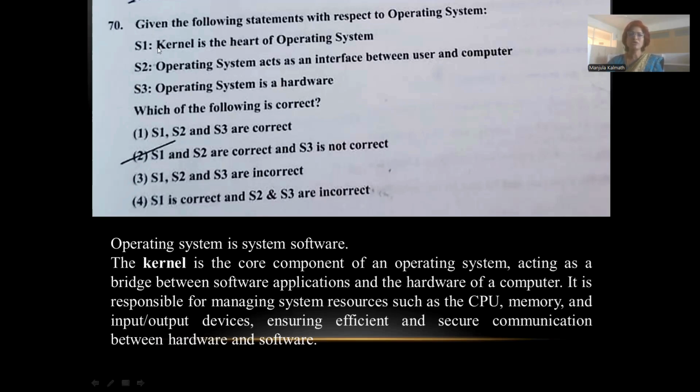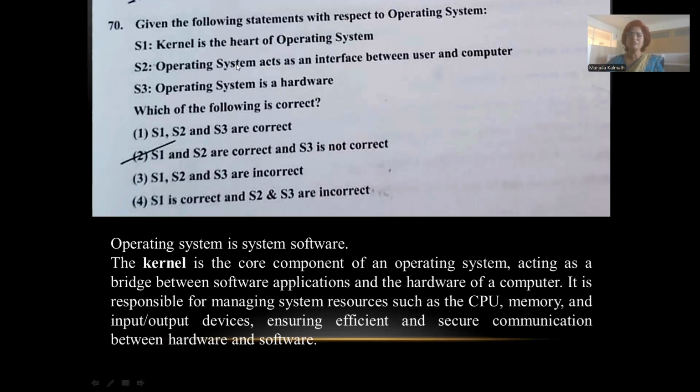And now we have to focus on S1 and S2. S1: kernel is the heart of the operating system. Kernel is one of the core parts of the system. Actually, kernel will give the services for the different components of the operating system, the hardware components. So kernel is the interface between the computer hardware as well as user applications. So it will be giving the services for the different hardware parts here. And the next one is, the operating system acts as an interface between the user and computer. So the operating system is the whole and soul, which makes the hardware work as software here.